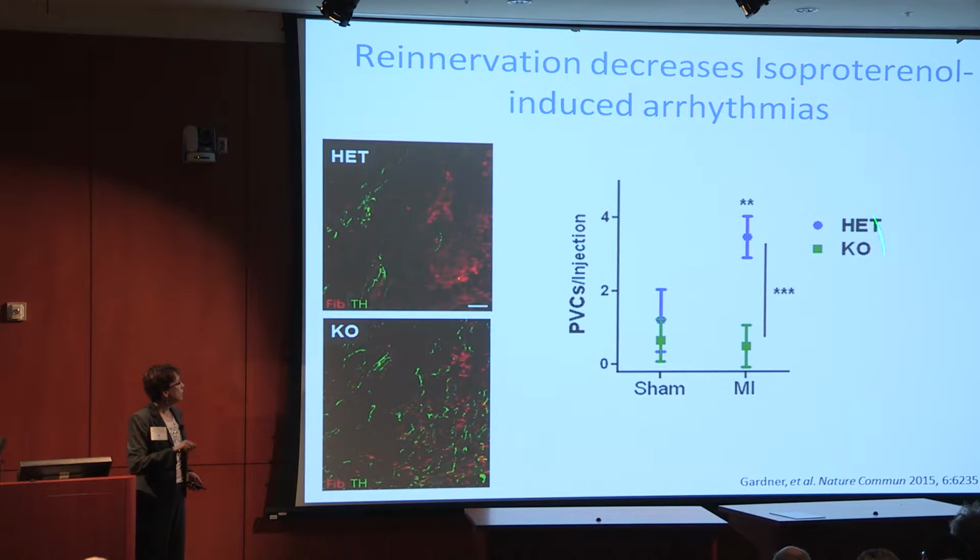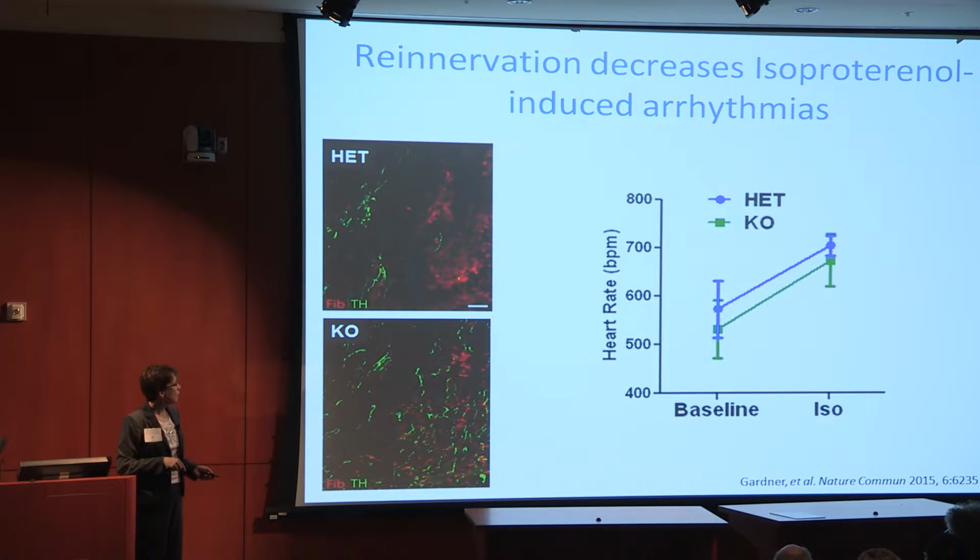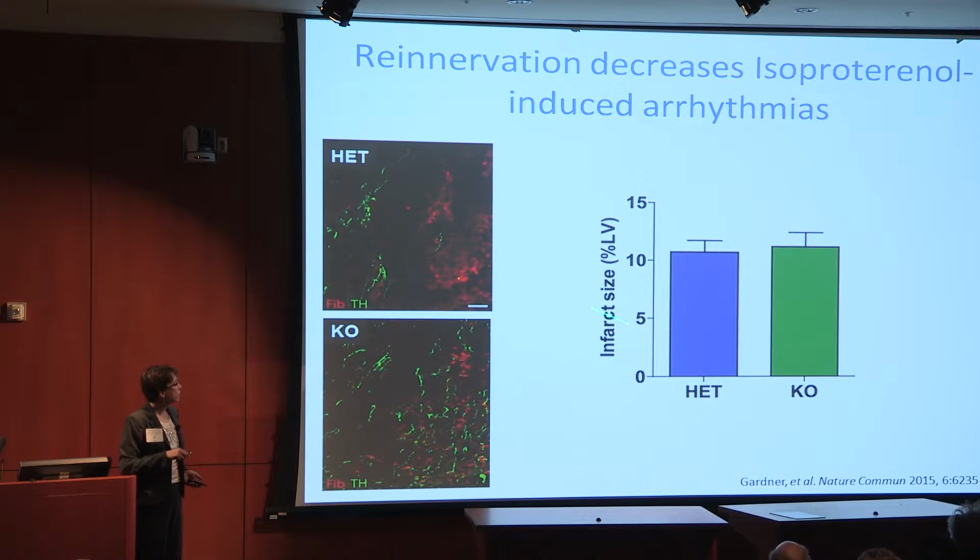And when we injected isoproterenol into these animals, and this was a couple of weeks after ischemia reperfusion, we got significantly more PVCs in the infarcted animals, the control infarcted animals, but not in the knockouts. And we actually had this data a long time ago, and we weren't really sure what to make of it. We kind of put it aside and finished some other things first. And I will say, the heart rate response to isoproterenol is identical. Scar size is identical in both of these genotypes.